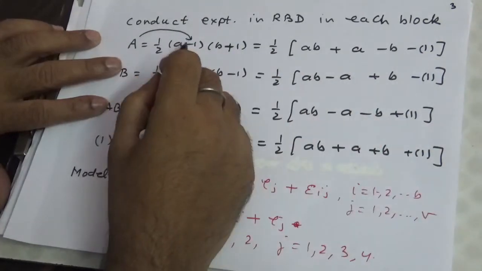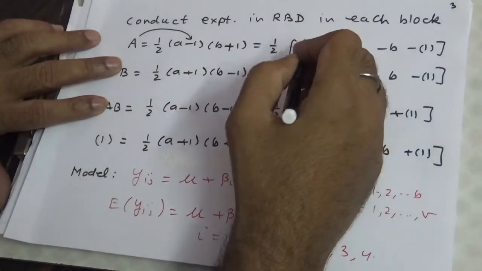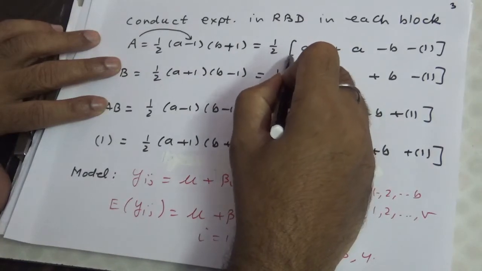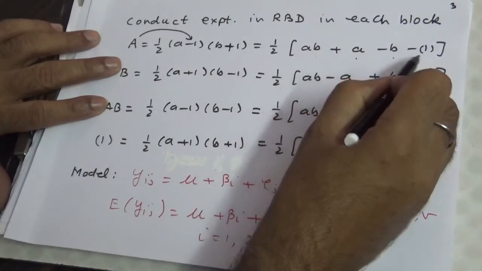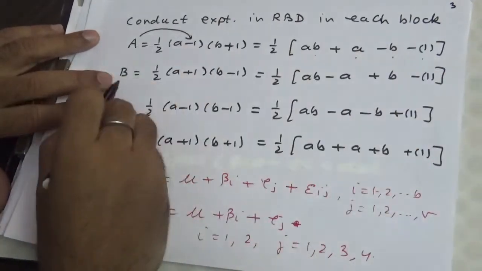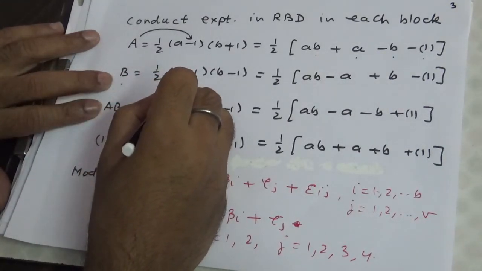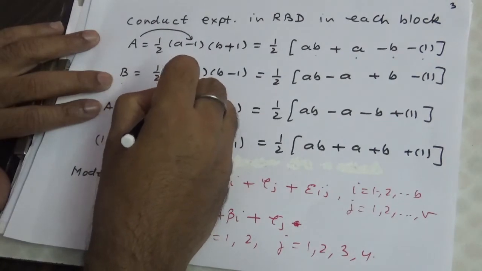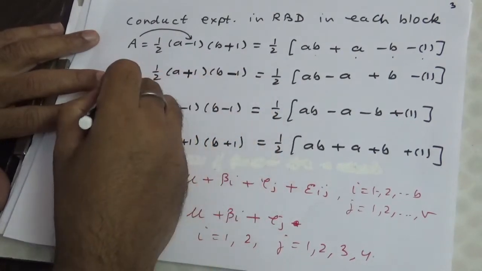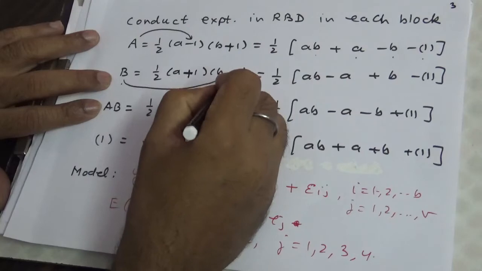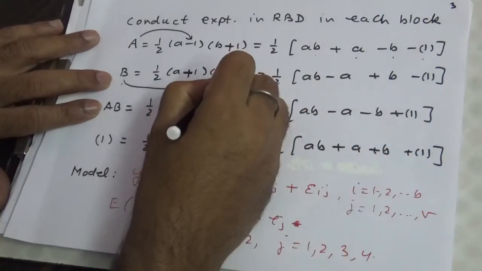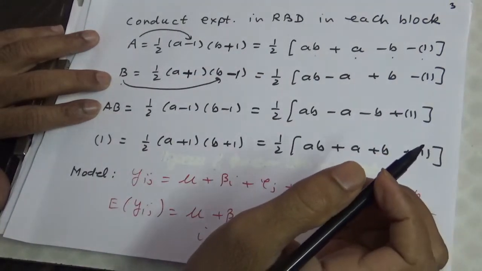And if you try to expand it, this will look like this: 1 by 2 (ab plus a minus b minus 1). And similarly here B will become 1 upon 2 (ab plus b minus a minus 1). Why? Because this B will make this sign here negative. Okay.